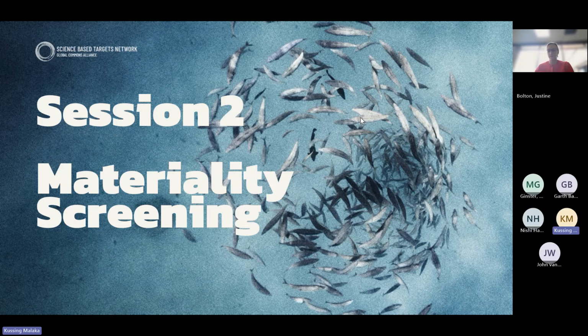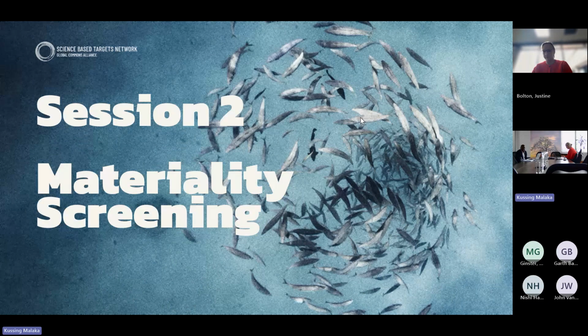Focused on step 1 of SBTN. So in the last session, we just gave an overview of what SBTN is and where step 1 comes in that 5-step process. And in today's session, we will focus on step 1A, which is materiality screening.